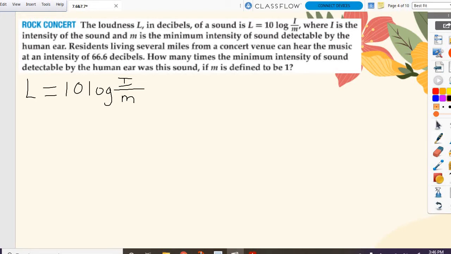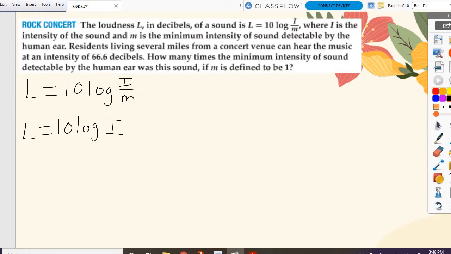Okay, and then I'm just going to start plugging in some information that they give us. Well, the biggest key here is that they tell us that the minimum intensity that a human ear can hear, we're going to define to be 1. What's nice about that is if I divide anything by 1, we just get itself. So the equation becomes L equals 10 times log of I.